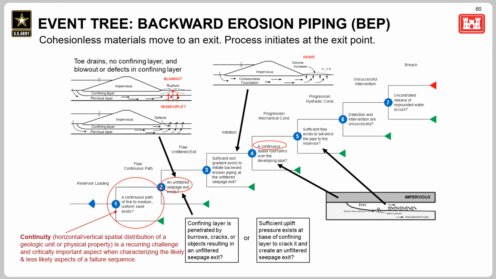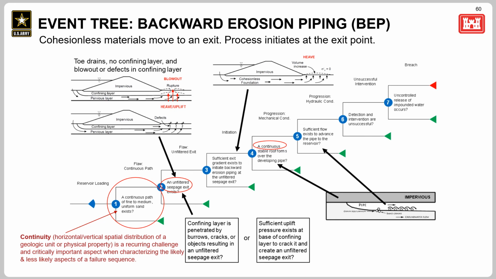Let's look at an event tree for BEP and think about how site characterization provides information along that tree. I've pulled in some images here to refresh our memory about the internal erosion BEP process. And I've circled in red along the tree where site characterization is a major player, where geologists and geotechnical engineers can help determine if the material properties and continuity contribute to the failure mode.